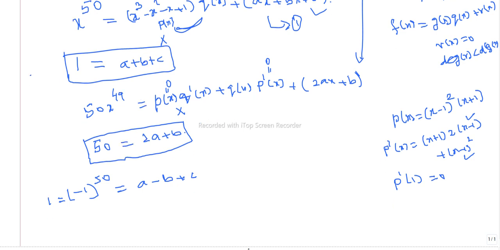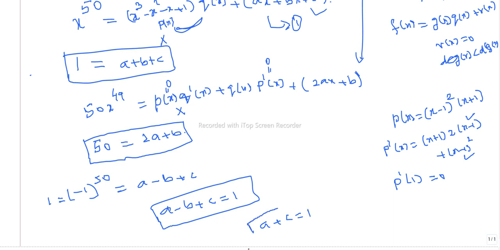So what you will get, this is another thing, a minus b plus c equal to 1. This is another equation. If we sum these two, we get 2a plus 2c should be 2, that 2 cancels, we get 1. So therefore a plus c should be 1. Okay, and we have 2a plus b should be 50. And we have to find the a, b, c values.